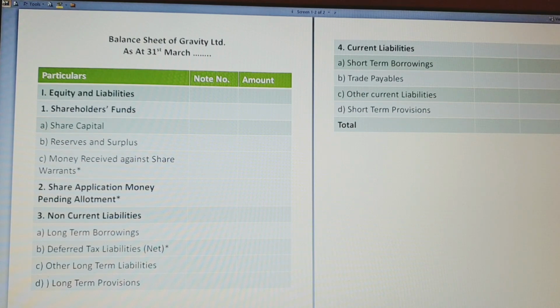And short-term provisions. An example here will be provision for tax, meaning a payment that you need to make in the immediate future. You have kept aside a certain amount for that, and that you have termed as short-term provisions. Alright, so this is how the equity and liabilities side of the balance sheet looks. Now we will move on to the asset side of the balance sheet.